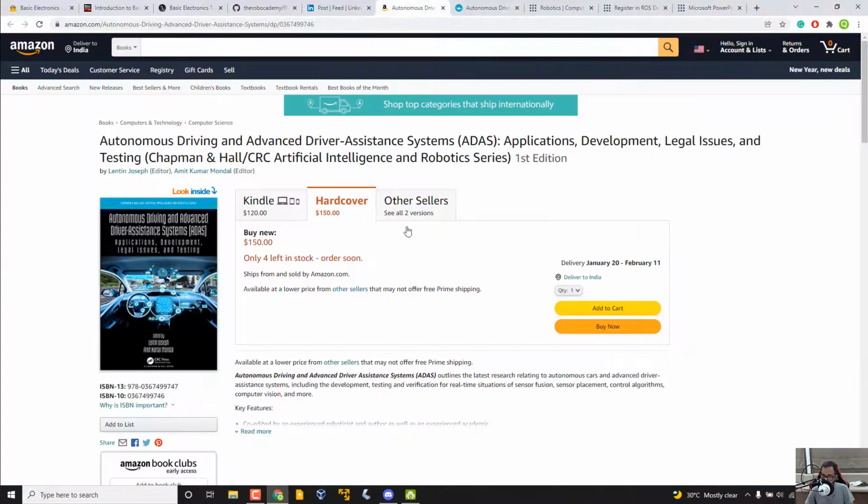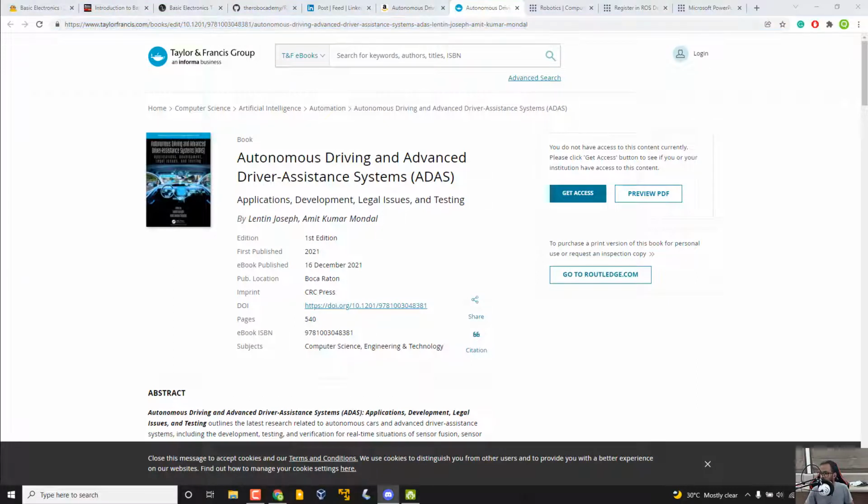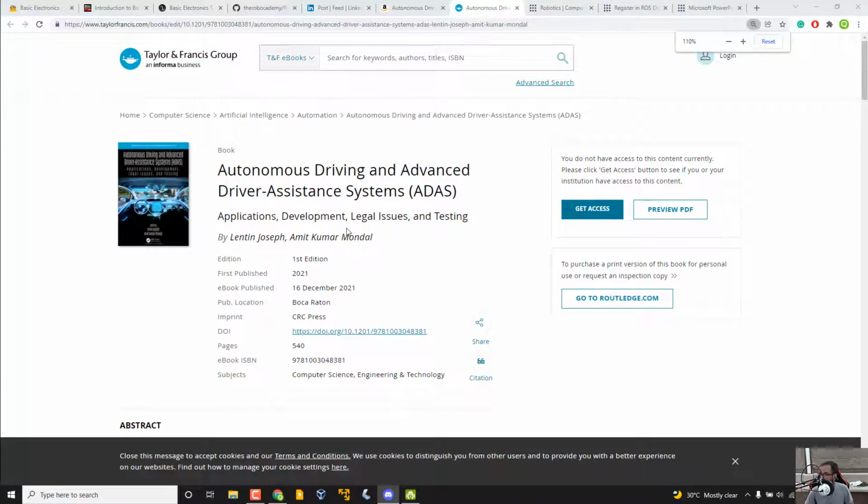One of the works was this book. Maybe I can share it. This was actually a two year work, so you can imagine. I'm not the author of the book, but I am one of the editors of this book. There was a lot of work involved, and I think we started in 2020 or something. The book actually teaches about autonomous driving. It's not about what is autonomous driving, but about legal issues, testing, how to test, then development, application, those kinds of things.